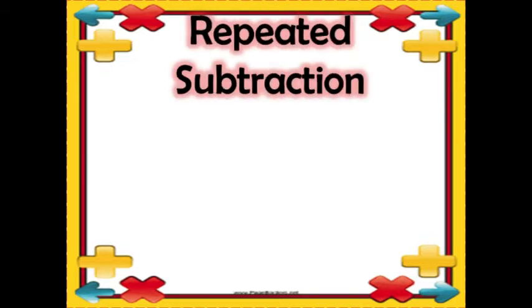Division can be shown in repeated subtraction. So here's an example of a division. We have here 32 divided by 4 is equal to 8. So how can we show the division through repeated subtraction? We can count how many times we subtract 4 from 32 until we get 0. That is how repeated subtraction works in division.